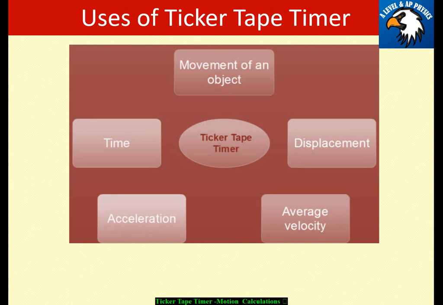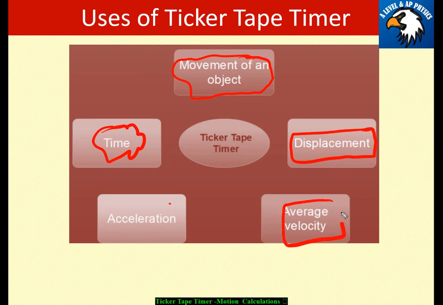What can we do with ticker tape timer? With the help of ticker tape timer, we can describe the movement of an object. We can see whether an object is moving or not moving. We can also find out the time taken, and also determine the displacement. We can also find the velocity, and also calculate the acceleration of an object. So first thing, movement we can describe, displacement we can calculate, time we can find, velocity we can calculate, and also we can calculate acceleration.